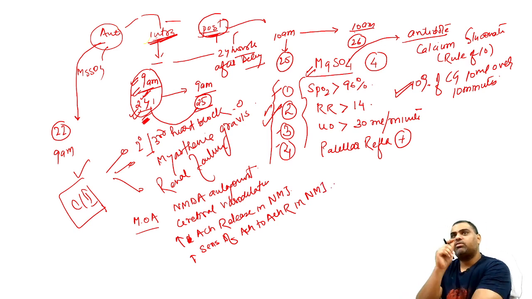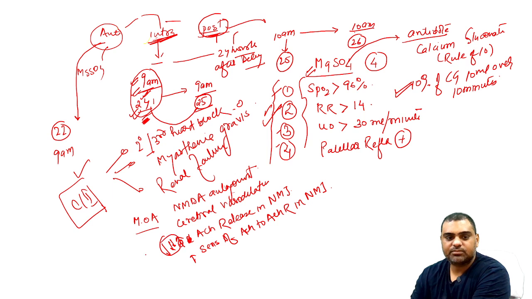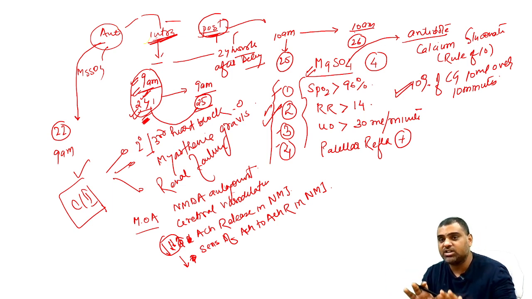Now, this is a very important point. When MgSO4 was first discovered and given in eclampsia, most of the researchers said that because it decreases the acetylcholine release and decreases the sensitivity of the acetylcholine receptor at the neuromuscular junction, it causes muscle relaxation. It is actually just a muscle relaxant, so it doesn't really treat convulsion. It only appears to treat the convulsion because it is relaxing the muscle, just like succinylcholine, vecuronium and rocuronium.